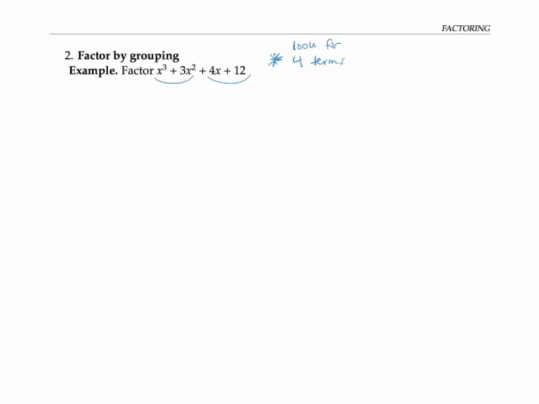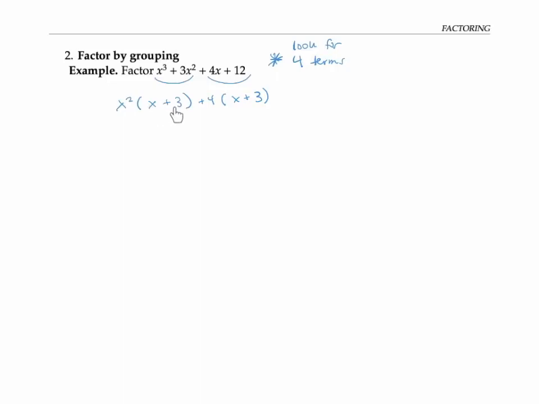The greatest common factor of x cubed and 3x squared is x squared. So I factor out the x squared and I get x plus 3. And now the greatest common factor of 4x and 12 is just 4. So I factor out the 4 from those 2 terms.